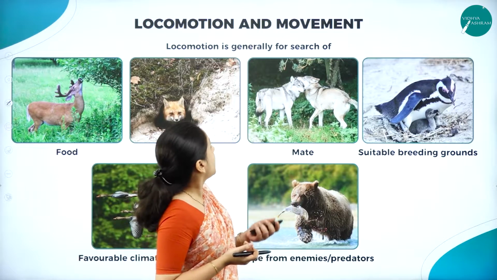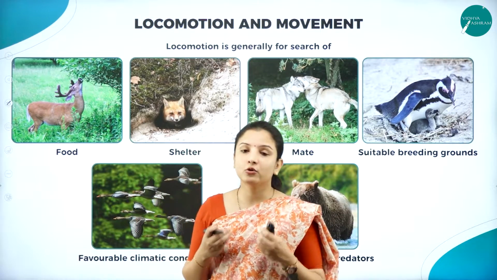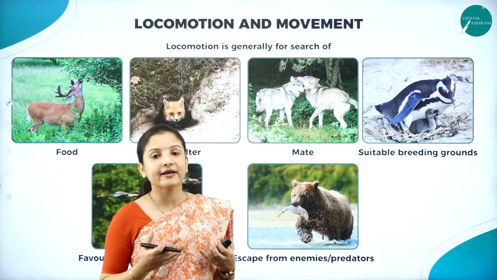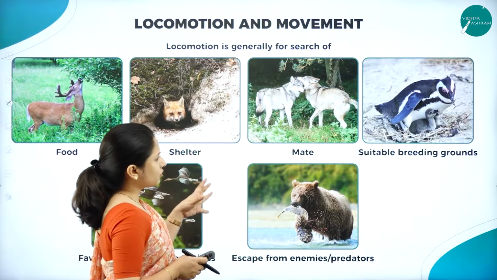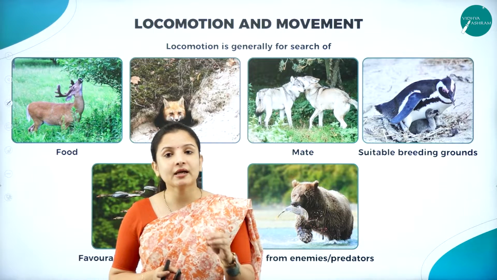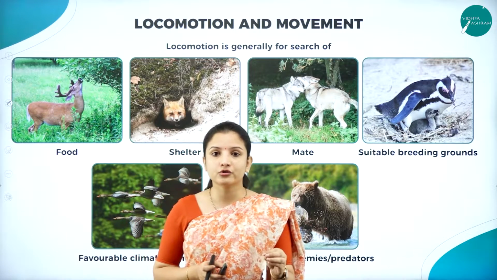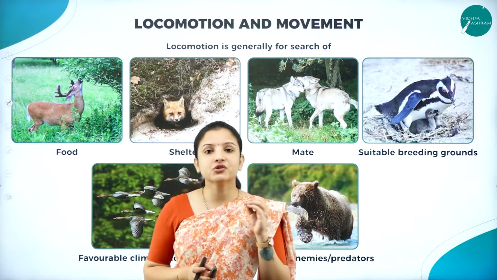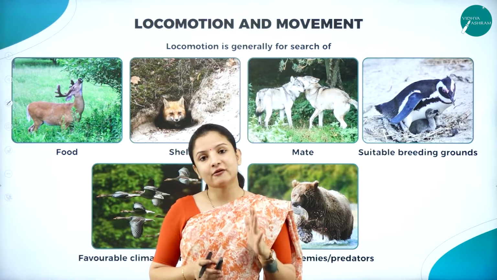So next, talking about why is locomotion very, very important? Why is movement important? So locomotion is very important in case of animals. Plants, they are autotrophs. What are autotrophs? Those organisms which are capable of synthesizing their own food.